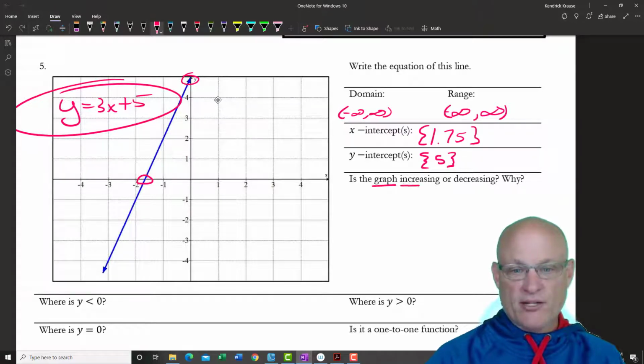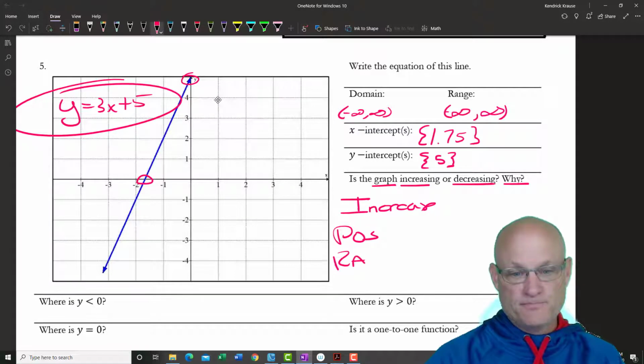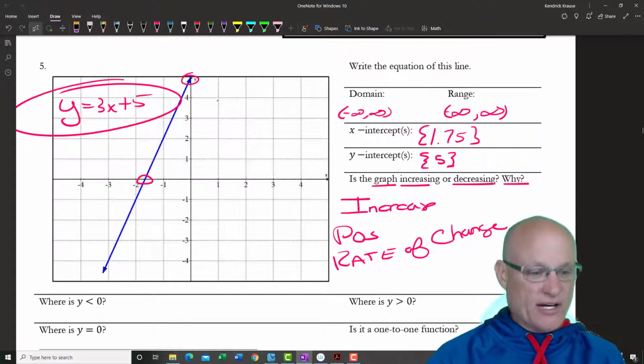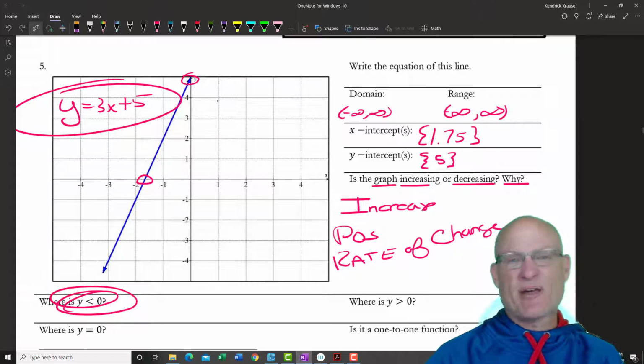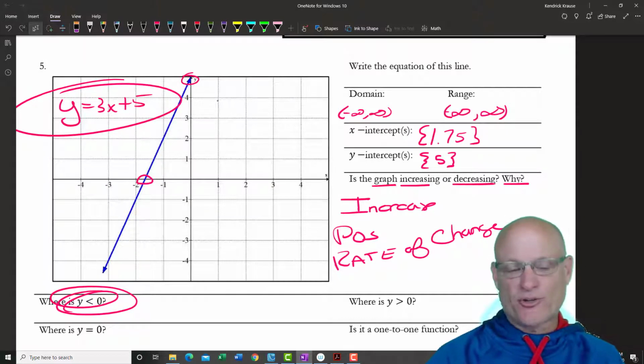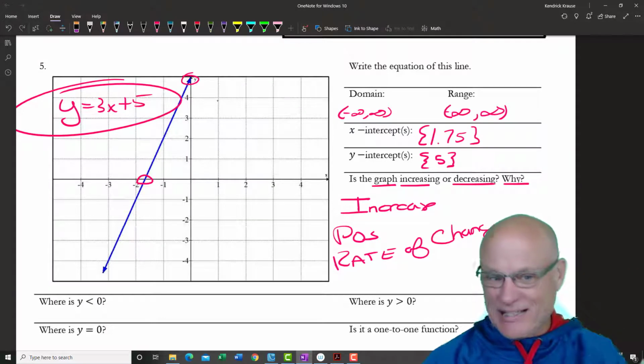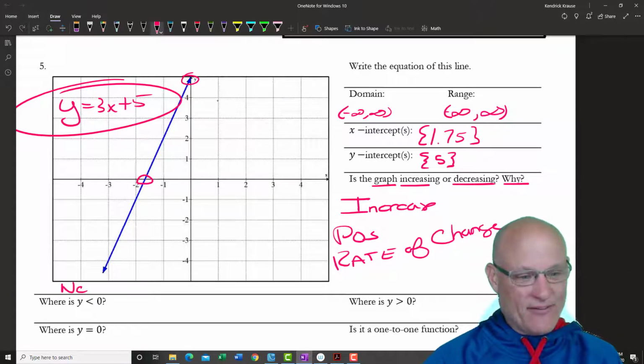Is this graph increasing or decreasing in y? This graph is increasing, and it's really increasing because it has a positive rate of change. So a positive rate of change or a positive slope. Now again, you guys, when you see less than 0, by the way, this is an SAT trick too. It doesn't mean less than 0. It means negative. Anytime you see this, less than 0 means negative.